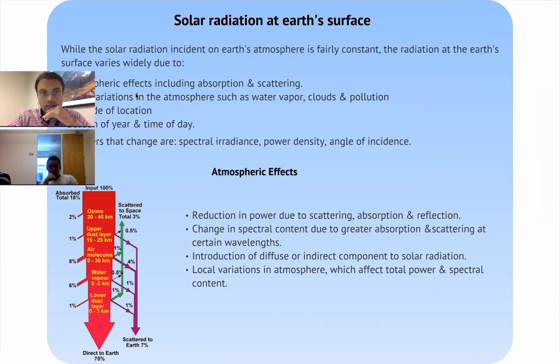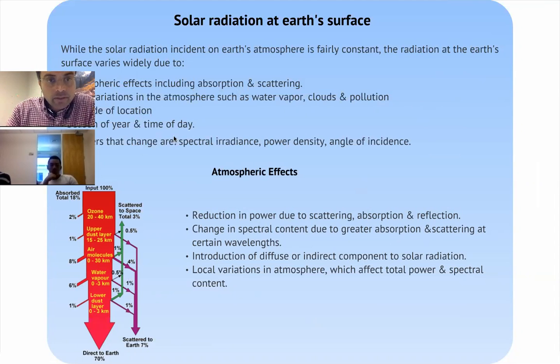The radiation at the Earth's surface can vary by a large amount, clearly from night and day, right? It can go from 0 to 1,000 watts per meter square. Of course, it can also change by atmospheric effects, which includes absorption and scattering. So if you have cloudy days, for example, or it's raining, or water vapor, if it's very humid, for example. It can have local variations in the atmosphere, such as water vapor, clouds, pollution, latitude of the location. So which way, are you in the northern hemisphere during winter or during summer? Season of the year and time of the day.